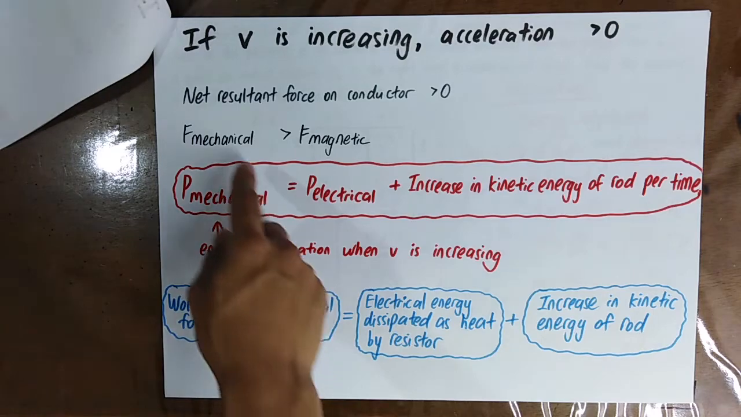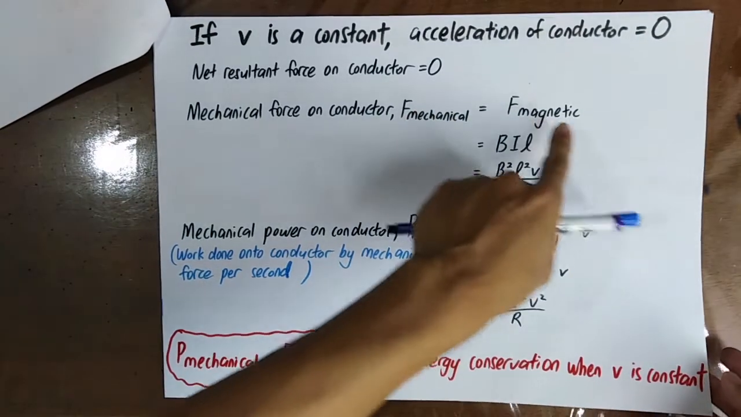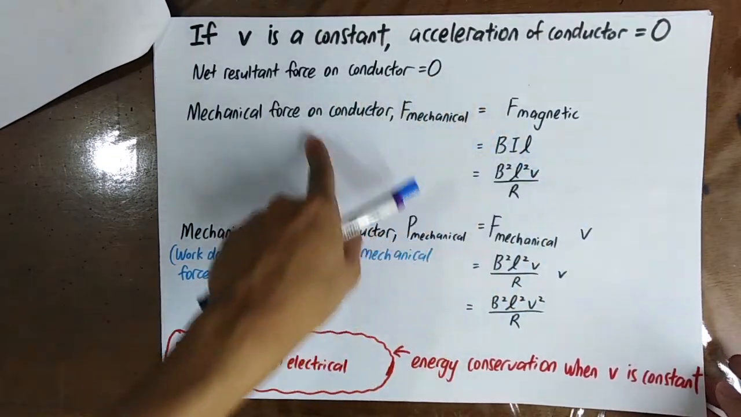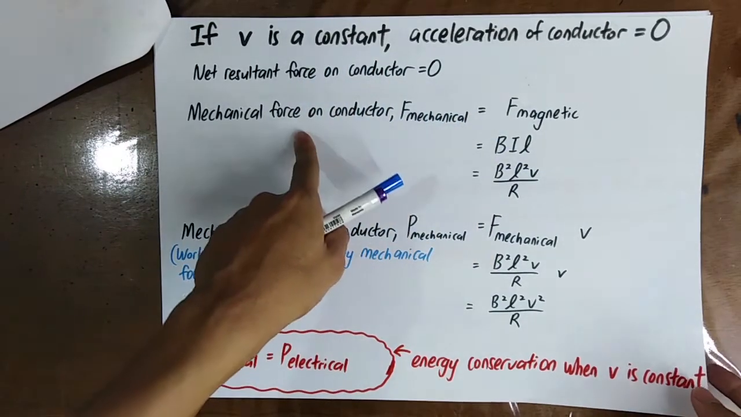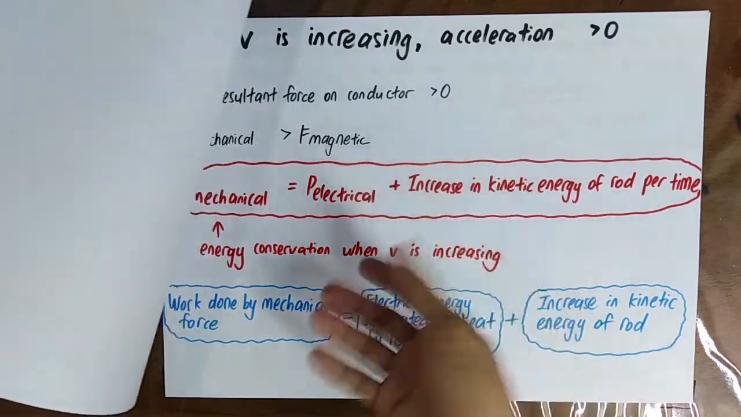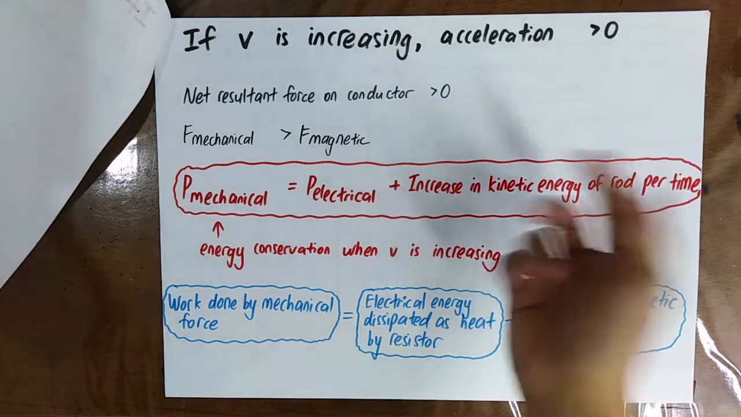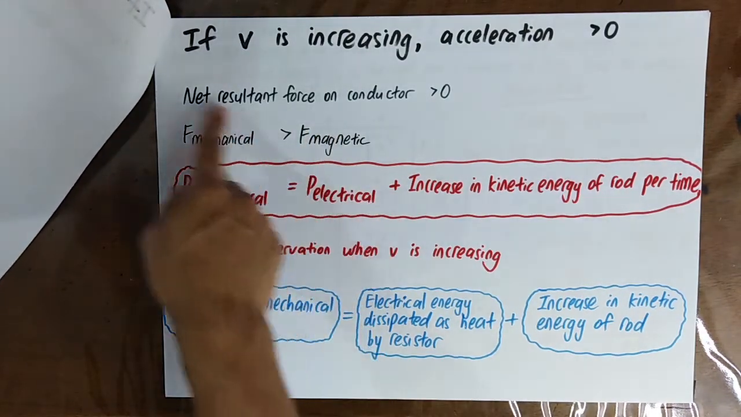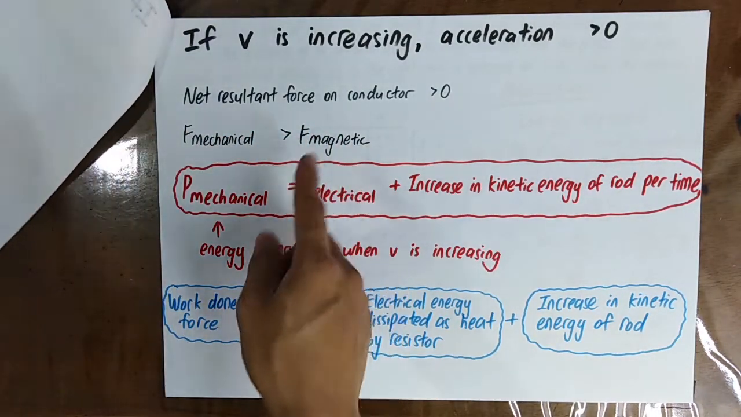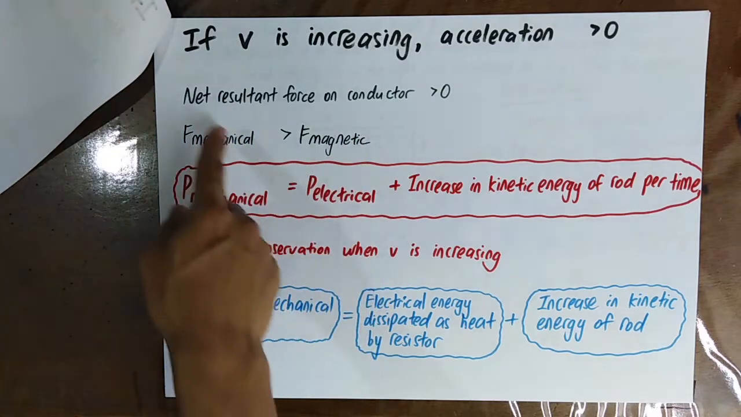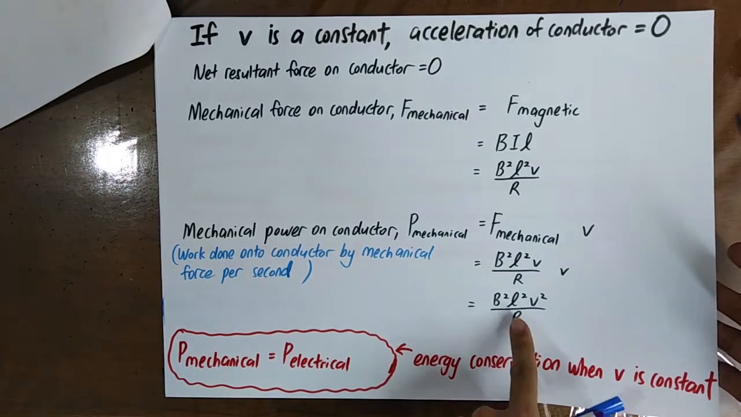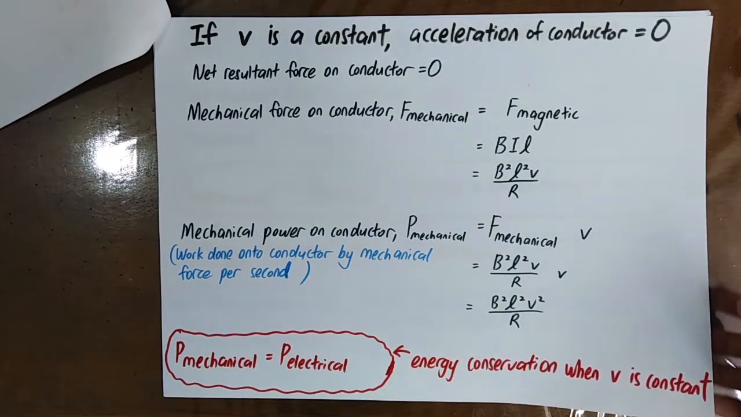So when your mechanical force is greater than the magnetic force, we don't know the expression for the mechanical force, because the mechanical force is provided by your hand. If the mechanical force is greater than the magnetic force, we cannot find any expression for the mechanical force, and therefore we don't know the expression for the mechanical power, unless further information is given.